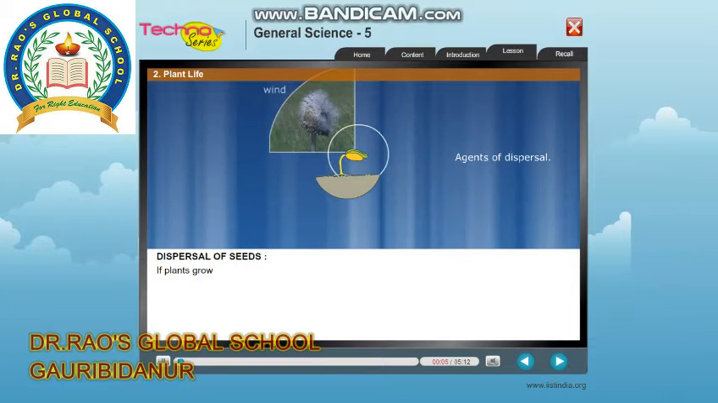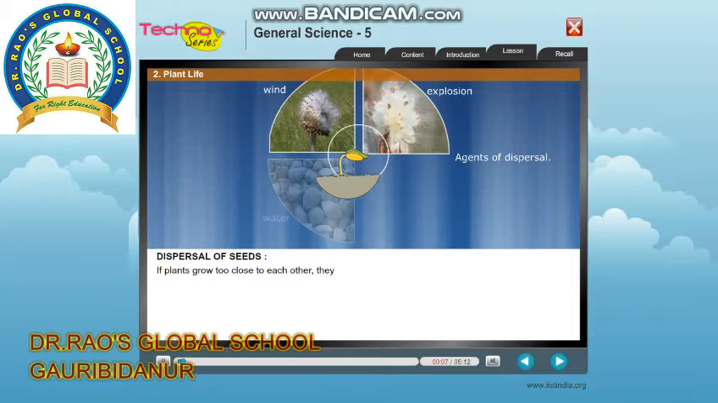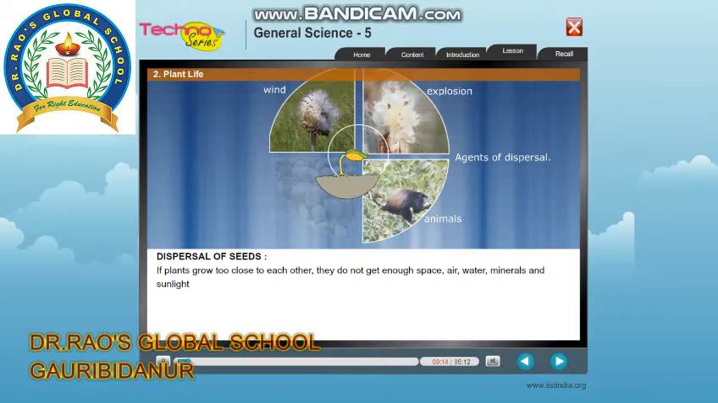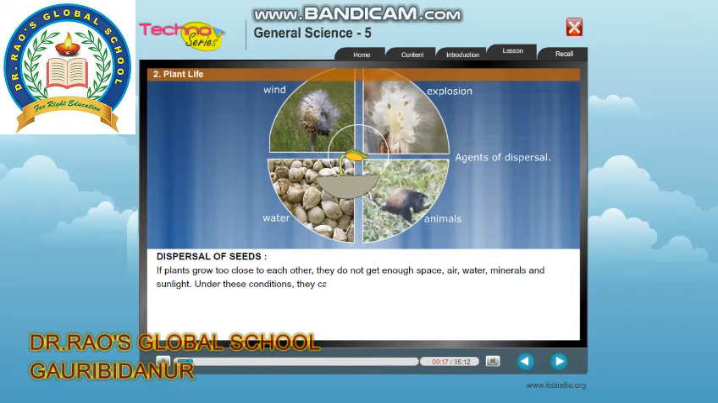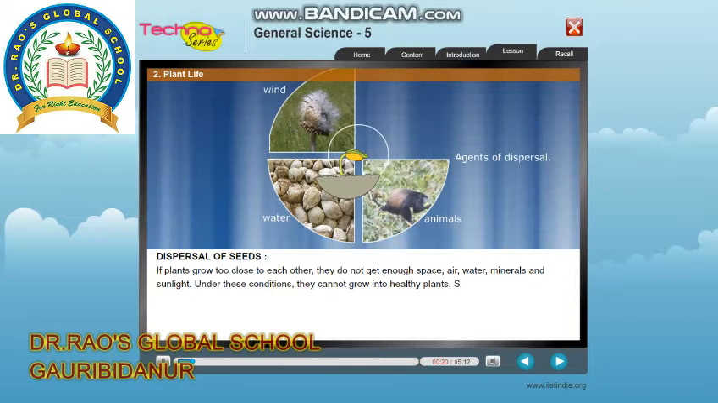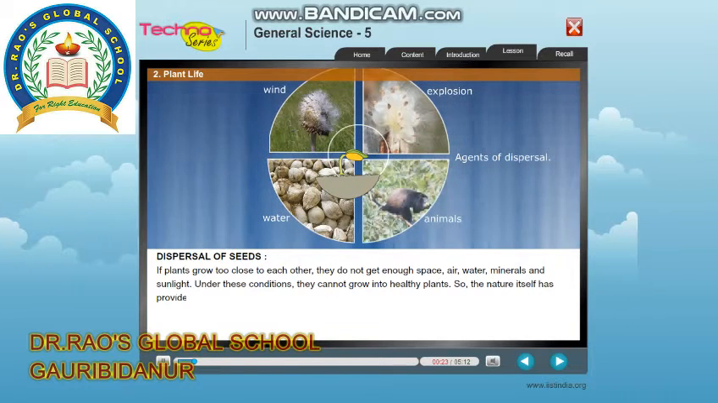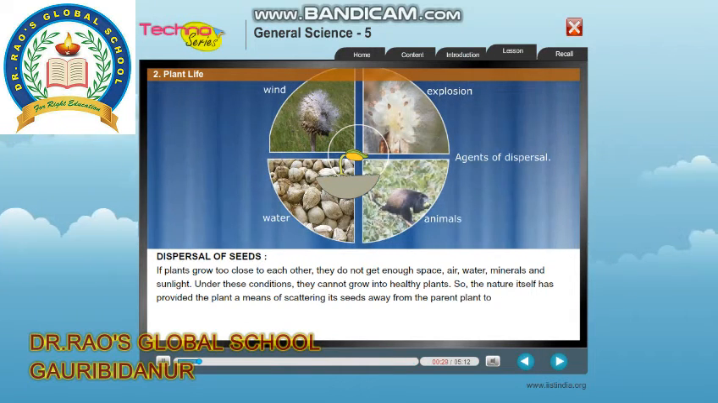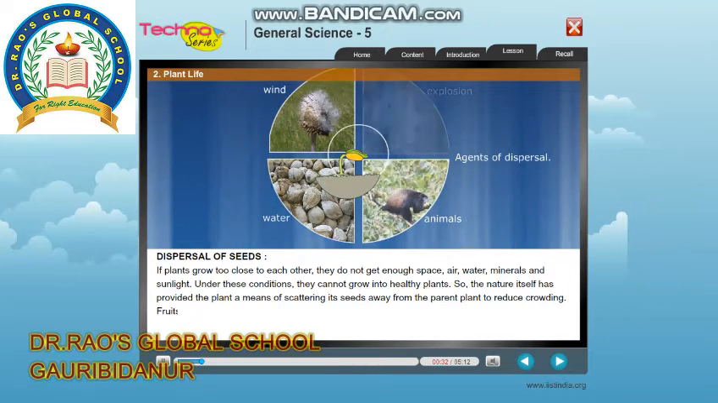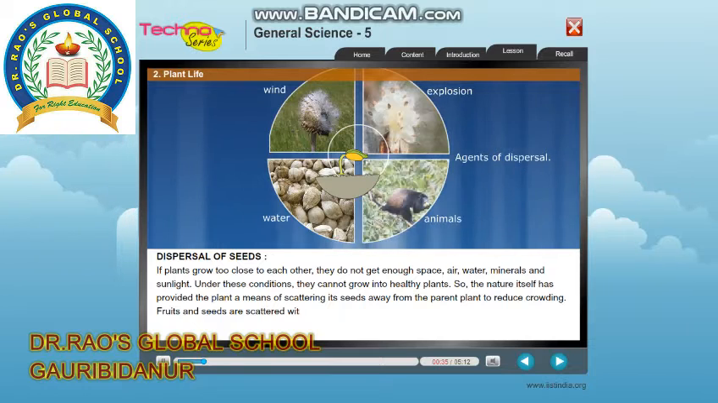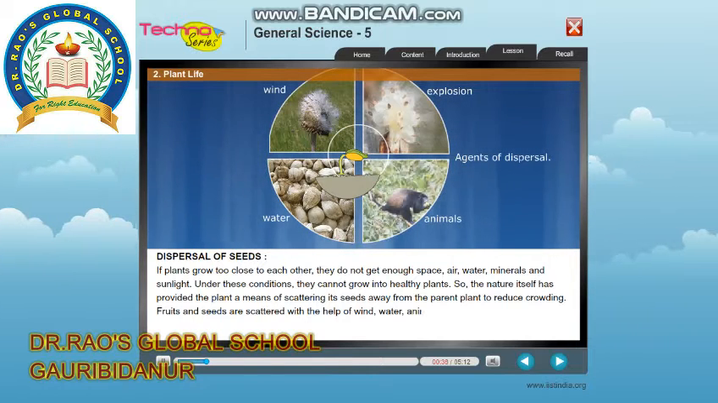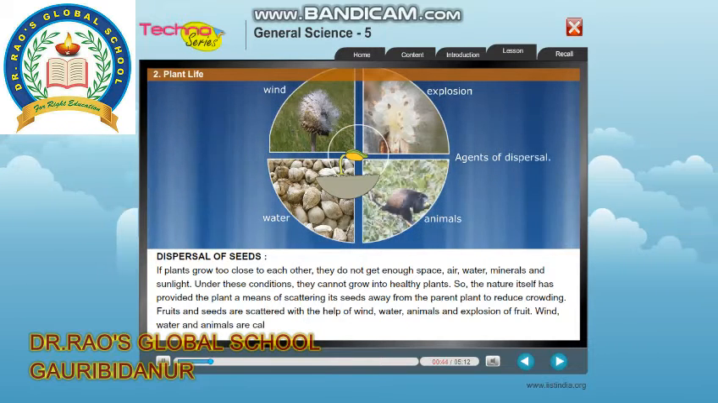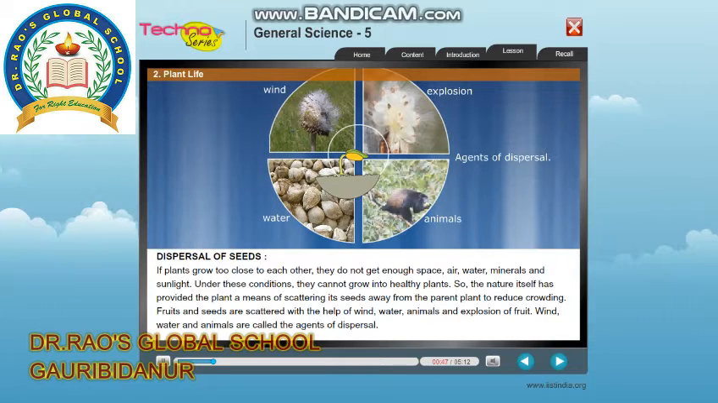If plants grow too close to each other, they do not get enough space, air, water, minerals, and sunlight. Under these conditions, they cannot grow into healthy plants. So, nature itself has provided the plant a means of scattering its seeds away from the parent plant to reduce crowding. Fruits and seeds are scattered with the help of wind, water, animals, and explosion of fruit. Wind, water, and animals are called the agents of dispersal.